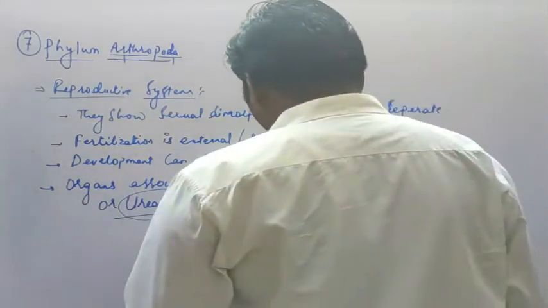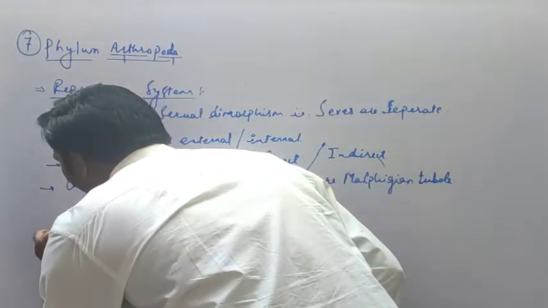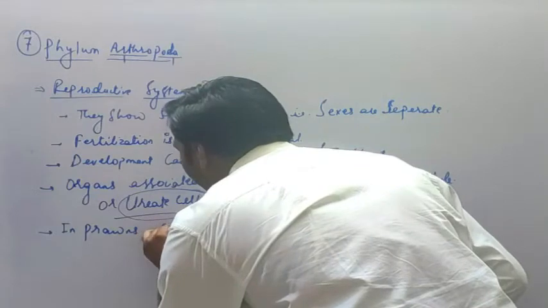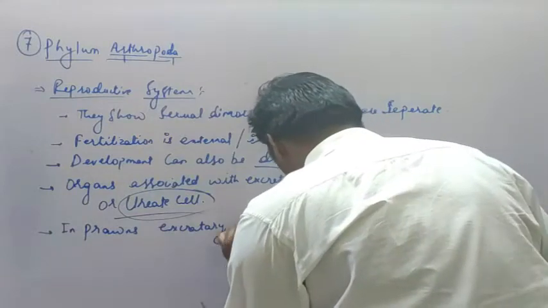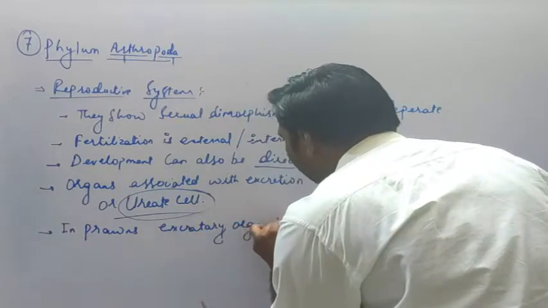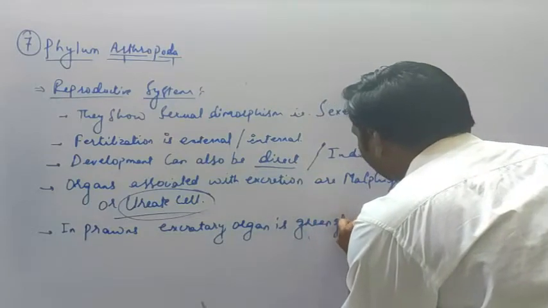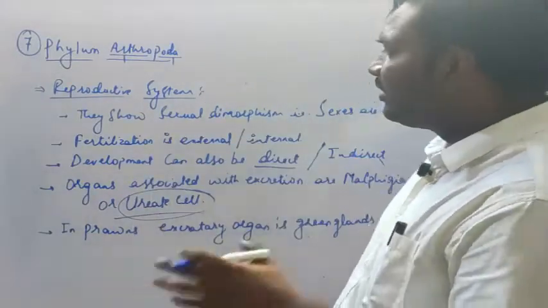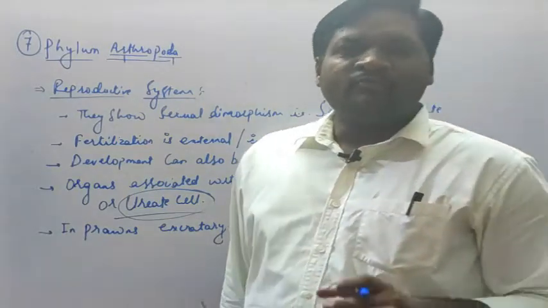The next, in case of prawns, the excretory organ is green glands. So we have also discussed these green glands in the very beginning when we were discussing the excretory system in the different organisms. So these are a few characteristic features of the phylum Arthropoda.